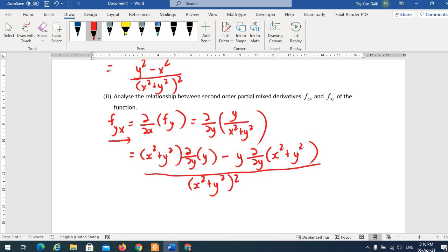This one is fxy, sorry. Del x fy, this notation should be what I do. fxy is actually fyx. From fy, differentiate with respect to x, and then del y. Oh, this is del x. Fyx is actually from fy, and after you get fy, you differentiate with respect to x. So this is del del x.